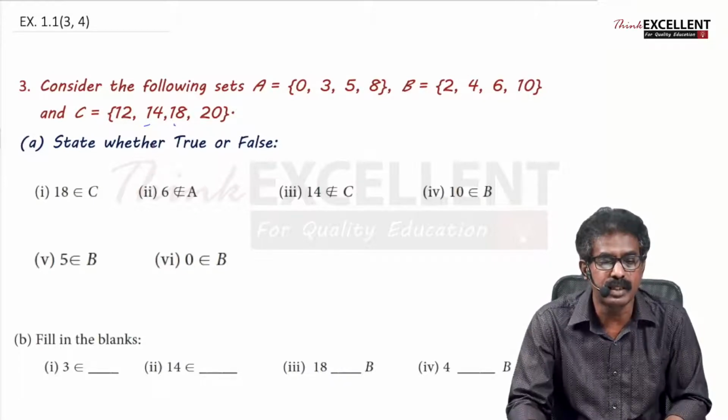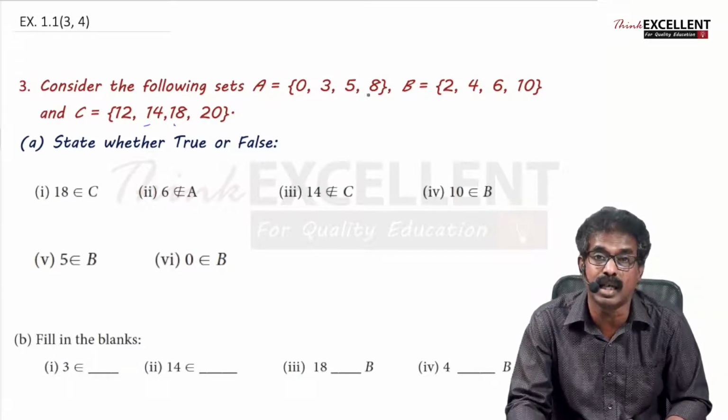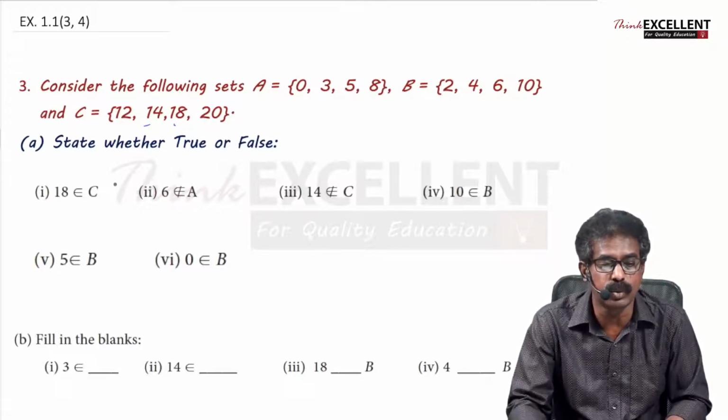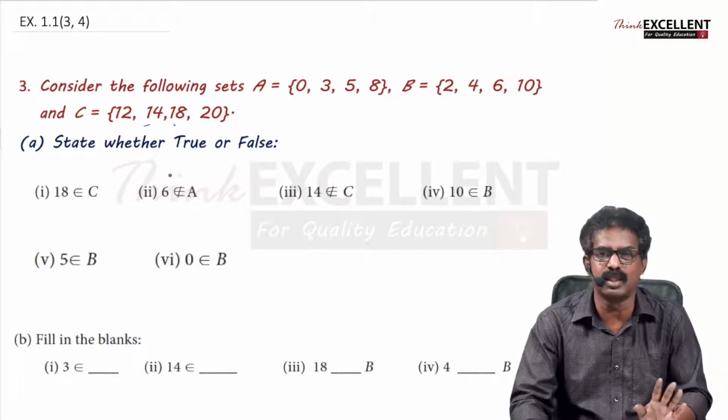Listen, consider the following set. 3 sets given here, A, B, C. See what are the elements in A: 0, 3, 5, 8. The elements in B: 2, 4, 6, 10. In C: 12, 14, 18, 20. Now the question, listen, state whether true or false. Just you are going to say whether it is true or false.